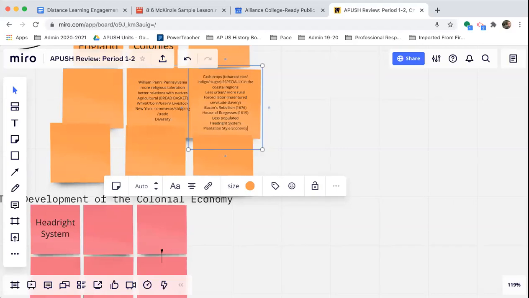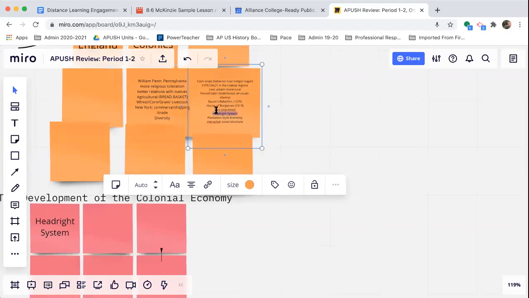We also said in class that it's a much more hierarchical social structure, meaning that the rich are very rich and they stay that way, and then less so for the others.